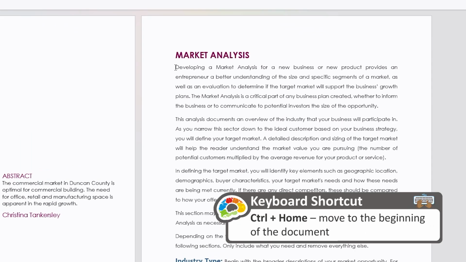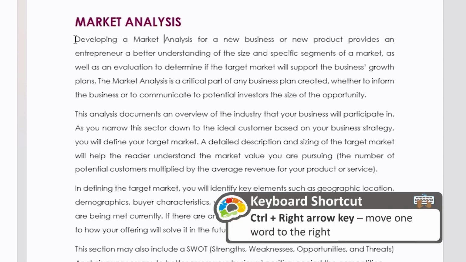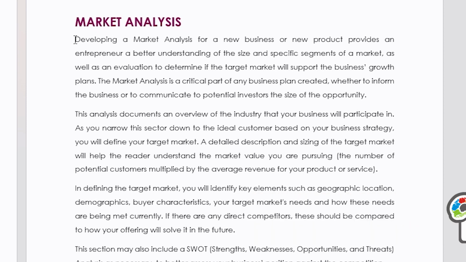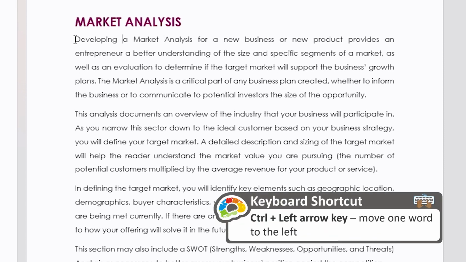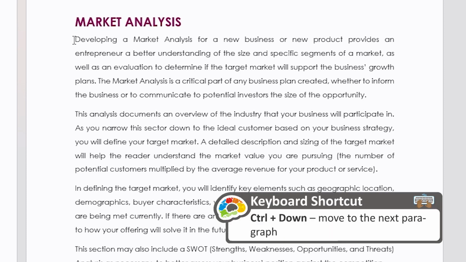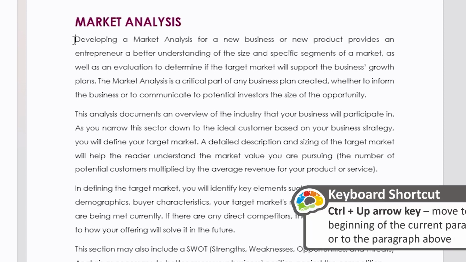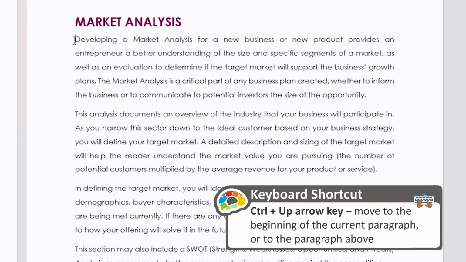If you want to move one word to the right, you can hold down Control and choose your right arrow. And of course, holding down Control and choosing the left arrow key will move one word to the left. Now, Control-down arrow will move to the next paragraph. Perfect. And then if you hold down Control and do your up arrow, it will go to the beginning of that current paragraph or to the previous paragraph if it's already at the beginning.